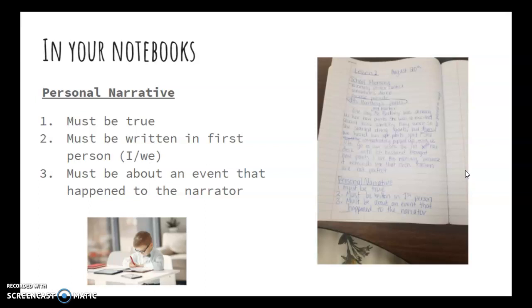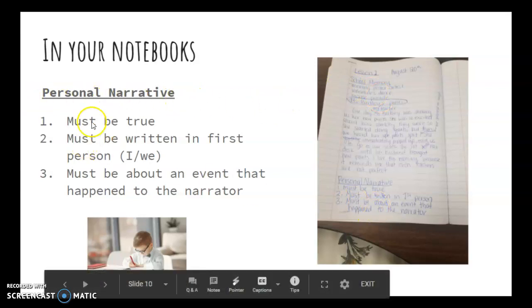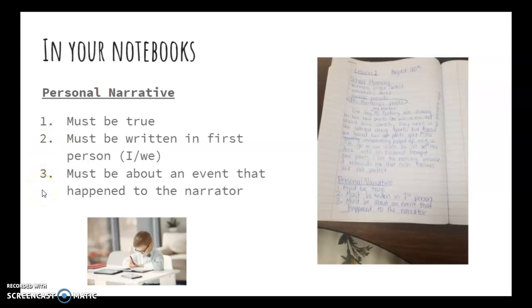Okay, so in your notebooks, we just wrote a personal narrative, and that's what this entire unit is about. So in your notebooks, I want you to write personal narrative and underline it. To be a personal narrative, you need to have these 3 things. The story must be true. The story must be written in the first person. So you know it's written in the first person if the writer's using I and we.